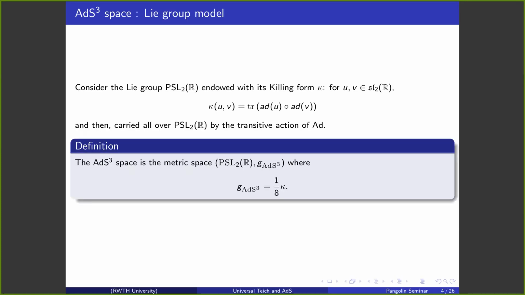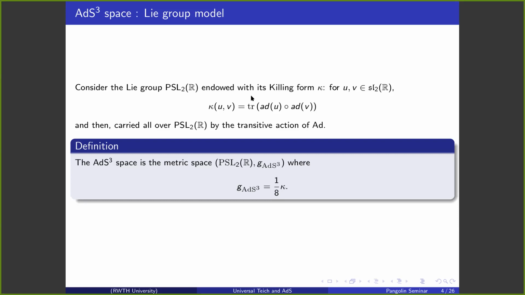And so here it is. AdS 3-space, as a manifold, is the Lie group PSL2R. It's a Lie group, so in particular it's a manifold. And we're going to put a metric on PSL2R by first defining the metric on the tangent space at the identity of PSL2R, which is called the Lie algebra. This metric at the identity is the Killing form, and then we push this metric all over the manifold by the action of PSL2R on itself, right?